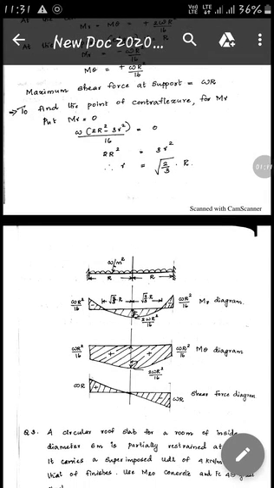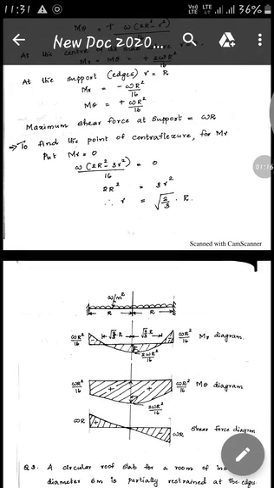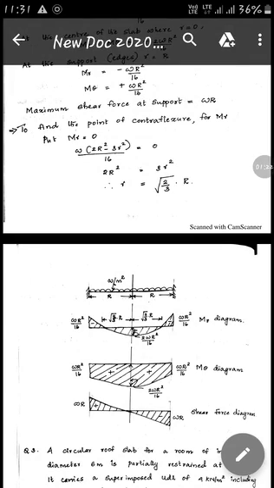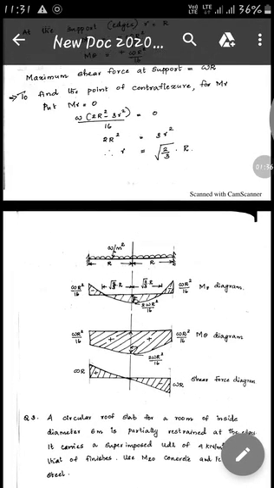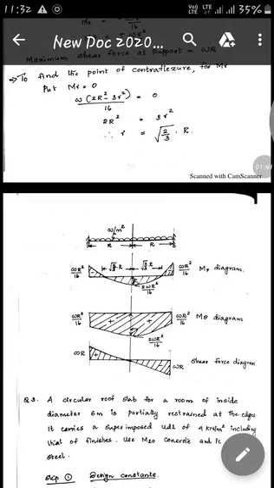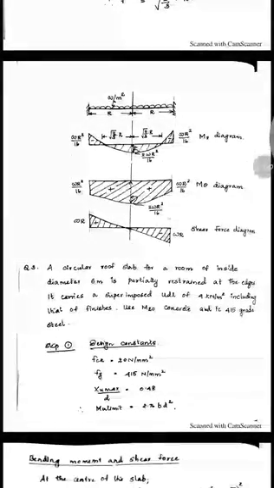And at the support or at the edges of the slab, where small r equals capital R, we have Mr equal to minus WR²/16 and M theta equal to plus WR²/16. The maximum shear force at the support will be equal to W into capital R. And here we have to find the point of contraflexure, which lies at a distance of small r equal to root 2/3 into capital R. Just refer to the figure here.